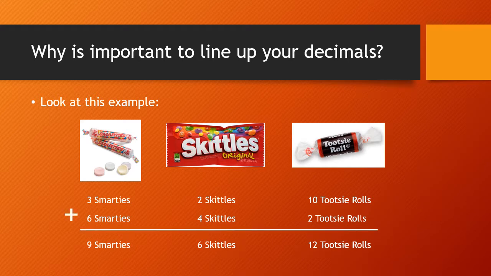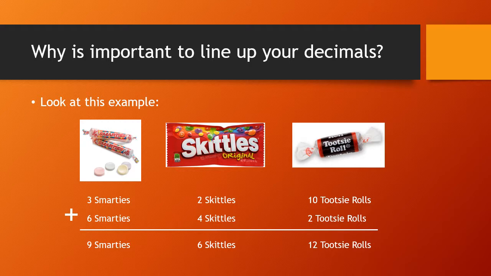Absolutely. You can get that you have 9 Smarties because 3 Smarties plus 6 Smarties equals 9 Smarties. 2 Skittles plus 4 Skittles equals 6 Skittles. You're adding the same thing together so you have an easy label on the end of it all. 10 Tootsie Rolls plus 2 Tootsie Rolls is 12 Tootsie Rolls.